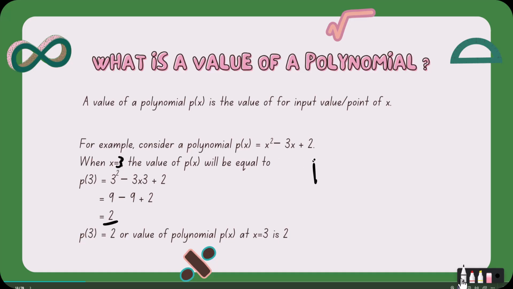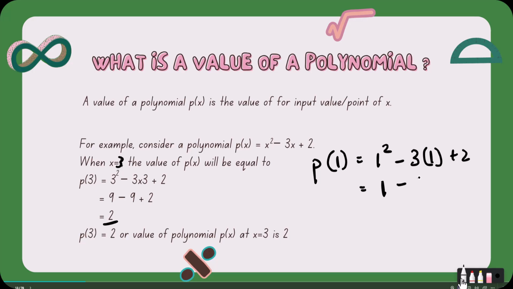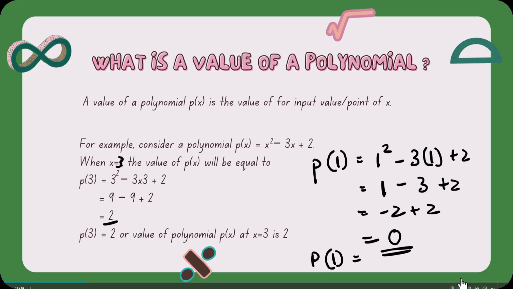So what is p of 1? X is 1, so 1 square minus 3 into 1 plus 2. 1 square is 1, minus 3 plus 2, so we'll have minus 2 plus 2. What is the value of the polynomial? The value of the polynomial is 0. So when I put 1, my value is 0, or I can say p of 1 is equal to 0. The input or point of x, x is equal to 1, gives the value 0. This is how you have to find the value of the polynomial.